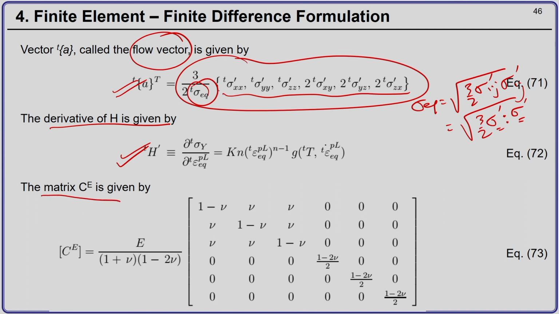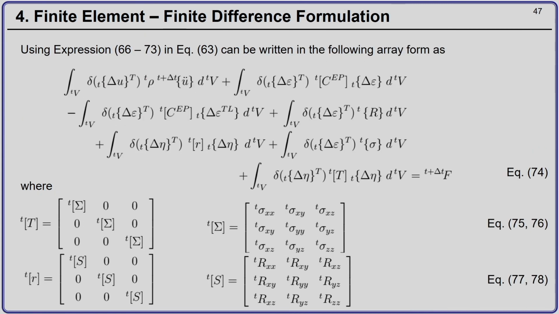And the linear elastic constitutive matrix CE is written in the following form. Remember, we have 2 here to take into account the 2 that we have in the shear part of the strain. Now, if you substitute all those expressions 66 to 73, which we have in the previous slide, in equation number 63, then you will get the following form.